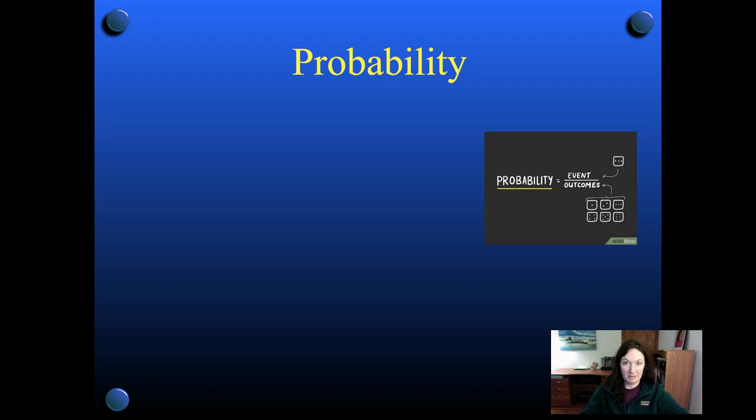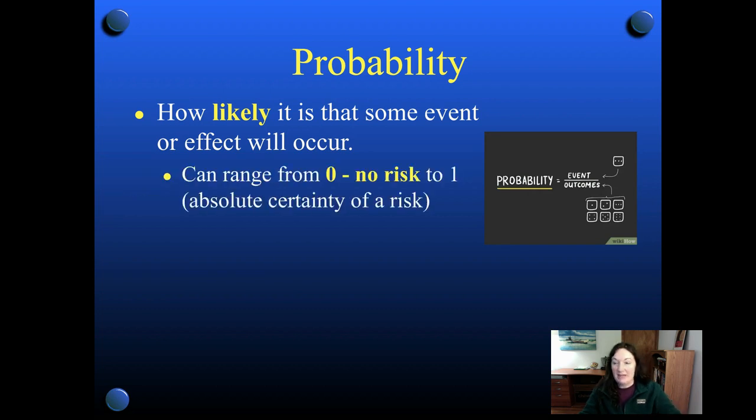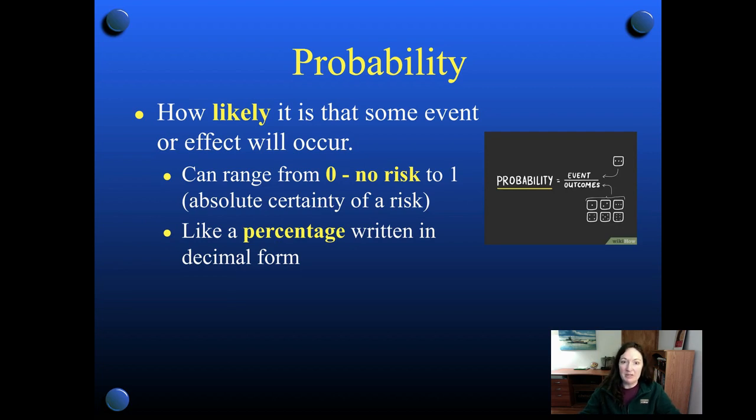Probability is something you probably heard about in biology class and genetics, and then possibly in math as well. Probability is just how likely it is that some event or effect is going to occur. The equation you see on the right is just one equation of probability, seeing what event is likely to happen and what are the other possible outcomes. So it can range from a zero, which means no risk, so if the outcome is not likely to happen at all, to a one, which is the absolute certainty of risk. And if you think of that in terms of a percentage, it'd be like 0% versus 100%. So the level of certainty can be expressed as either just a number or as a percentage.